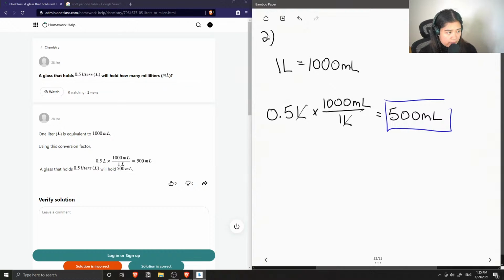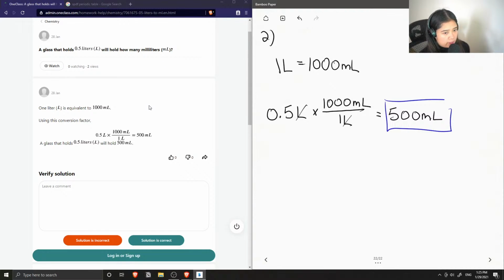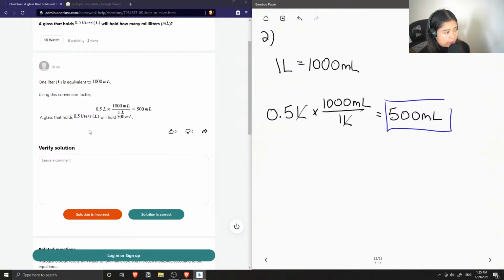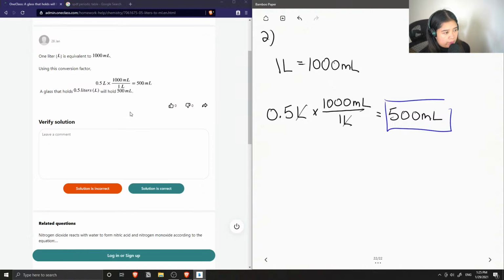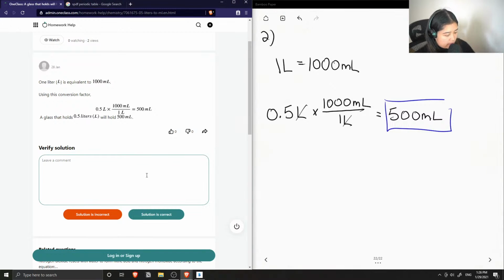Okay, so now let's see what the junior tutor said. 1 liter is equivalent to 1,000 milliliters. Using this conversion factor, 0.5 liters times 1,000 over 1 liter equals 500 mL. So a glass that holds 0.5 liters will hold 500 milliliters. Okay, so this solution is correct.